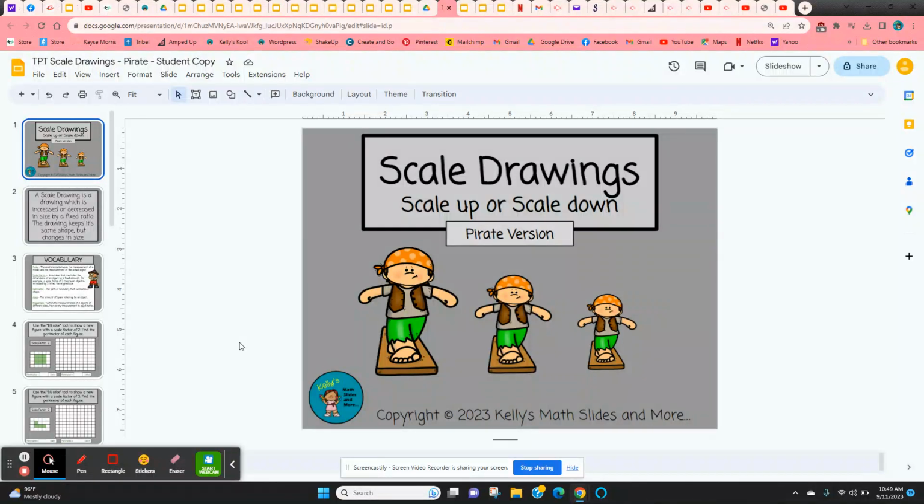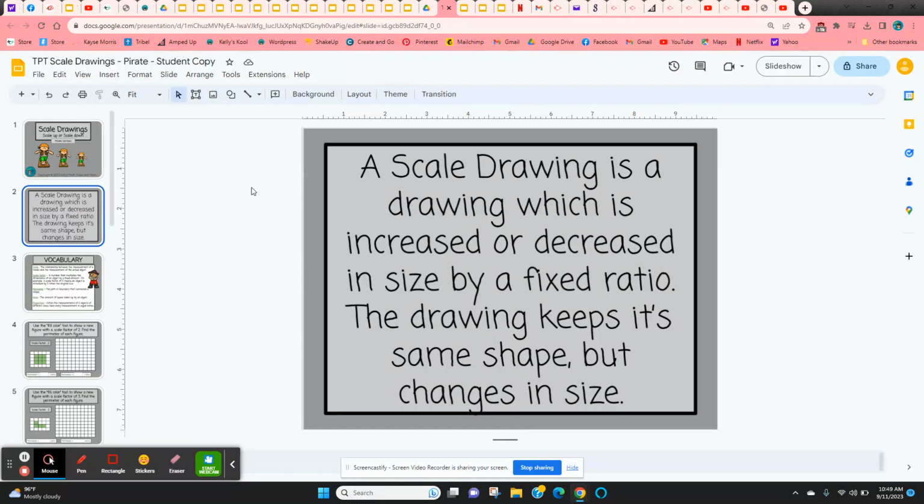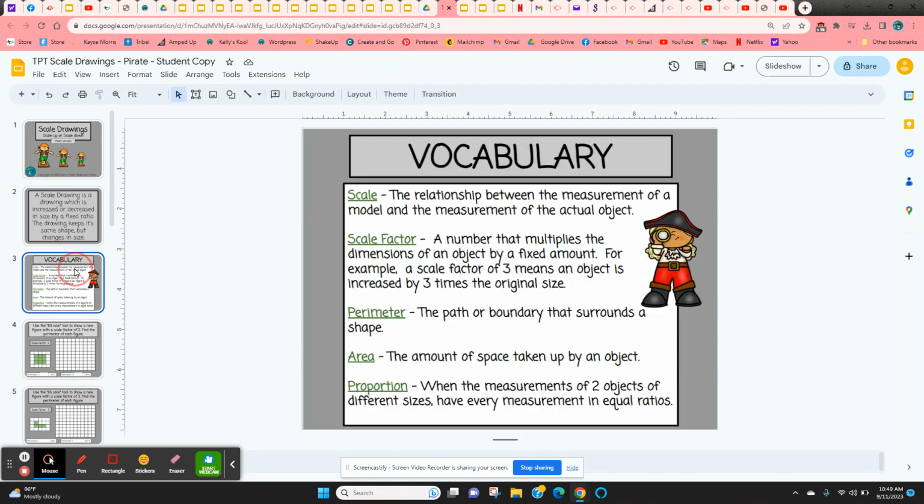Scale drawings. This is the pirate version. So this is a digital lesson. It's a lot of fun for the students. And it starts with explaining to the students what a scale drawing is. And then it gives them some vocabulary. So they're going to need to know this vocabulary for later in the lesson. So they can always refer back to slide 3 if they need to.